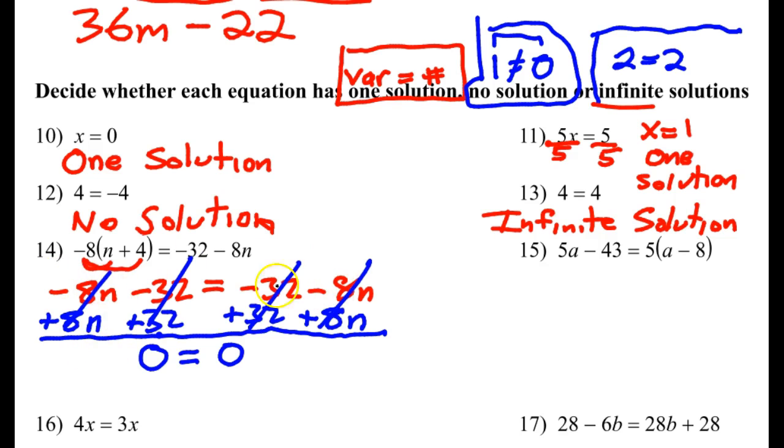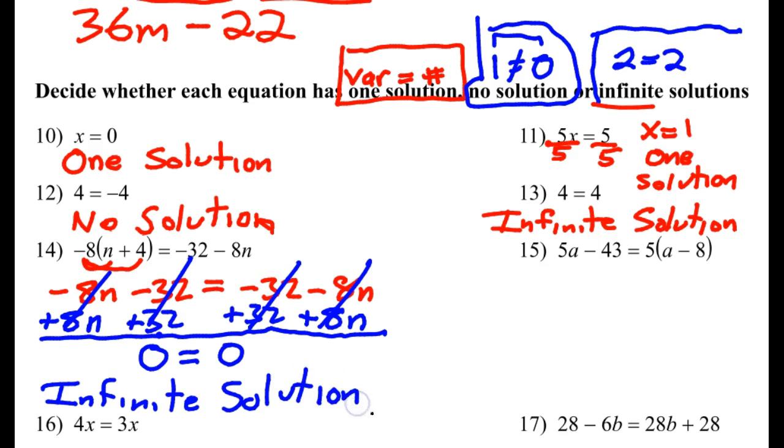But that was the case up here. We did have the same thing. We had negative 8n minus 32 and negative 32 minus 8n. You might be able to spot it sooner, and if you do, that's okay. You can just stop and say infinite solutions. But if you want to check, you might want to keep on going just to make sure.